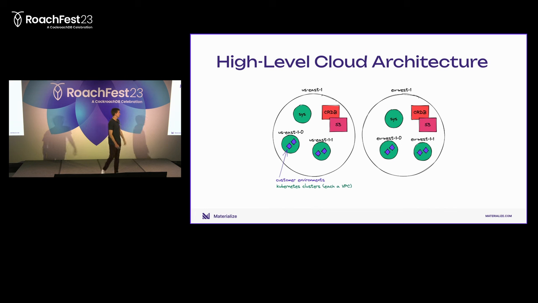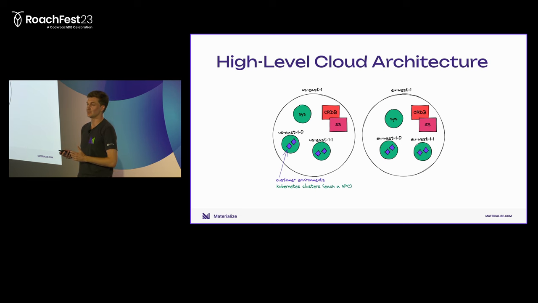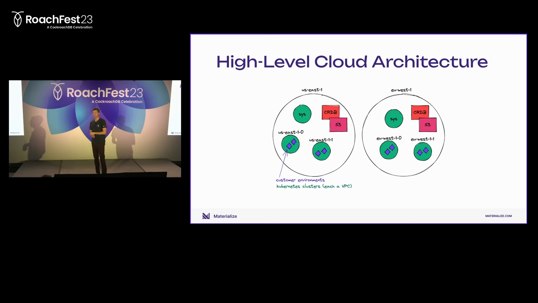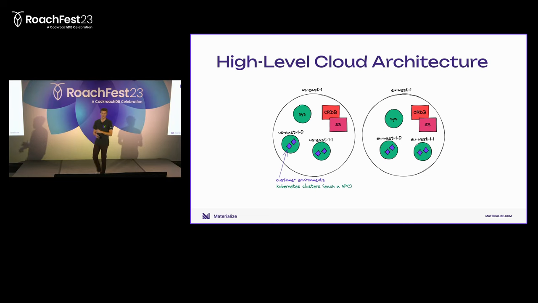That essentially leaves us with the current cloud architecture of Materialize: two different regions, US East 1 and EU West 1, aptly named after the same AWS regions. In each region, we have a CRDB cluster and an S3 bucket. That's what makes up that internal service called persist. And we have some Kubernetes clusters, which is where customer environments actually run. So today, these regions are totally siloed. There is no communication between the two.